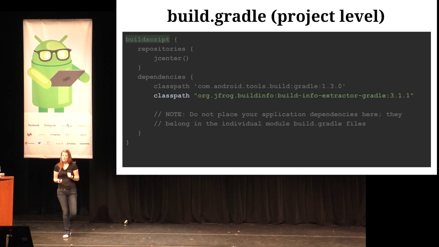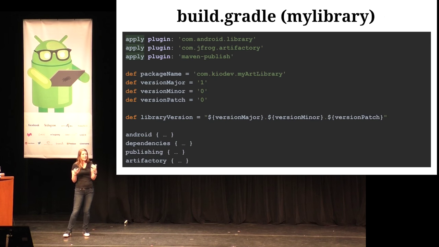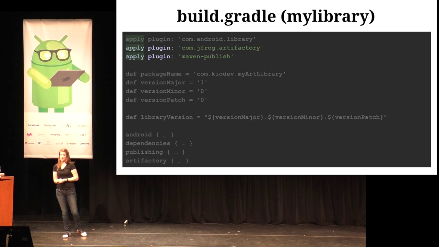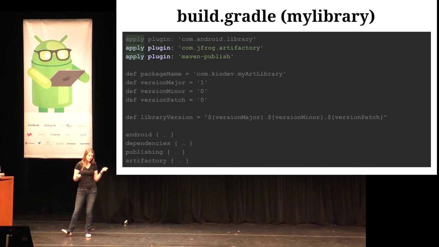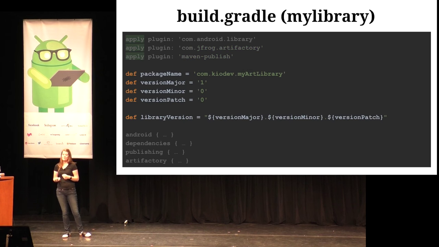And then in the build.gradle for your My Library project, you'll want to add a ton of stuff. The first one is you're going to add in the JFrog Artifactory plugin. JFrog is the company that owns Artifactory. And then you'll also do your regular Maven publish plugin. And then you'll want to define your package name and all of the versioning at this level as well.